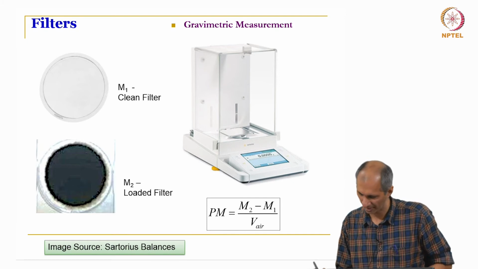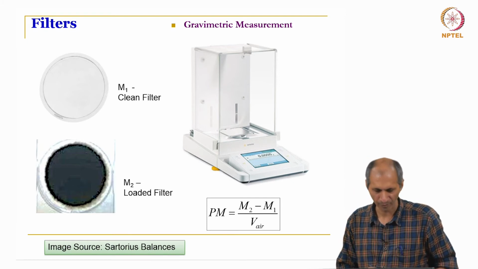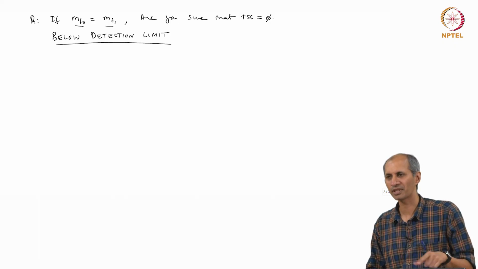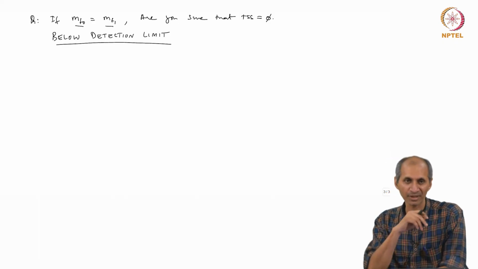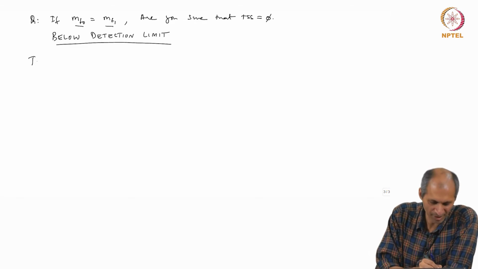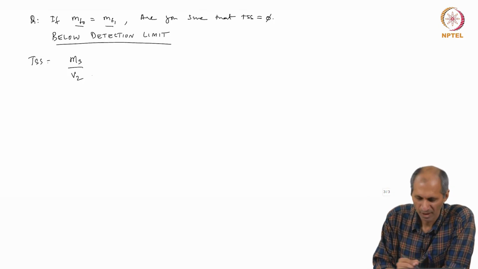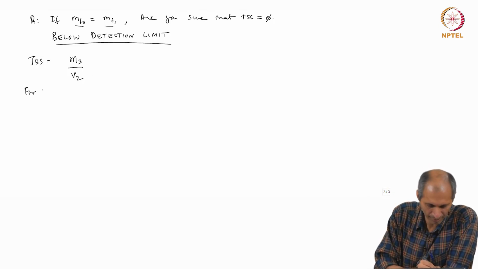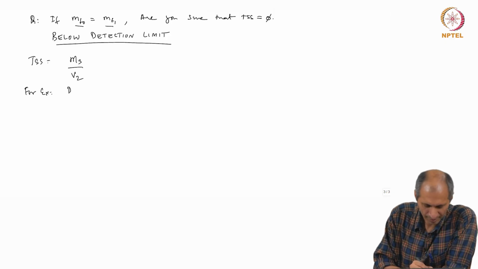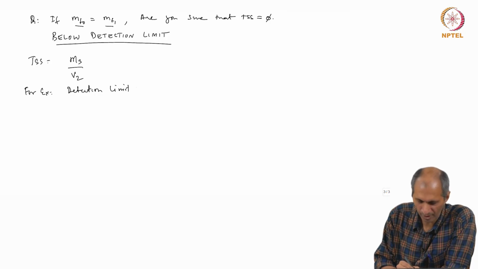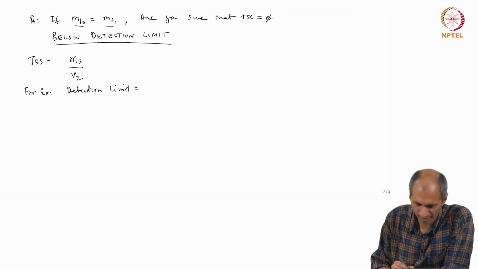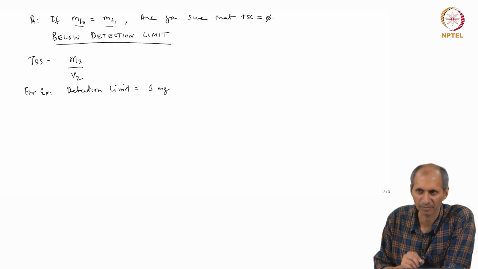So, what do we do in our example? Coming back to our example, if you are not able to see a difference, what can you do to check if there is a difference? So, our TSS is (M3 - M2)/V. Let us say for example, that the detection limit for a gravimetric balance, for a weighing balance, is 1 milligram. This is below it, it cannot measure. The minimum it can measure is 1 milligram, right.